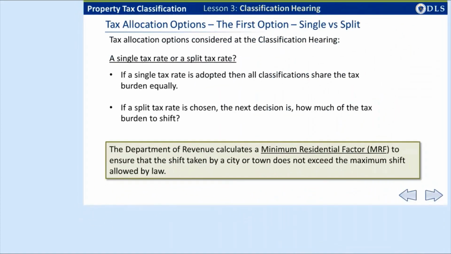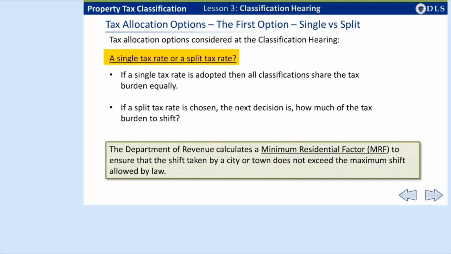Let's take a closer look at the tax allocation options that are considered at the classification hearing. The first option considered is the choice between a single tax rate or a split tax rate. If a single tax rate is adopted, then all classifications share the same burden equally. When considering a split tax rate, the next decision is how much of the tax burden to shift from the residential and open space classes to the commercial, industrial, and personal property classes. There's a limit to how much of the tax burden can be shifted.